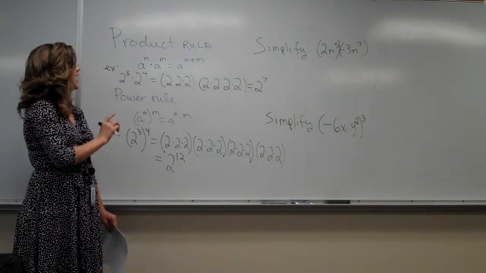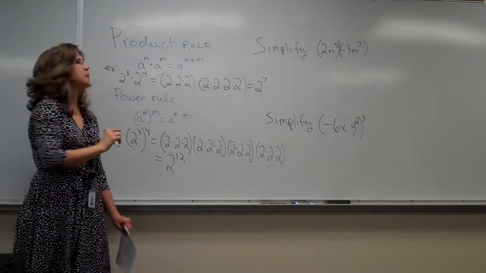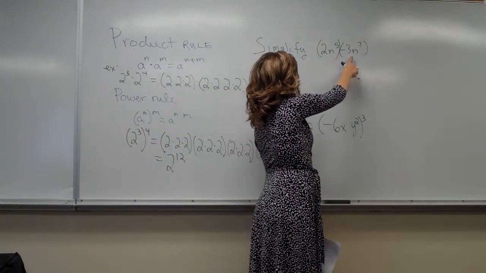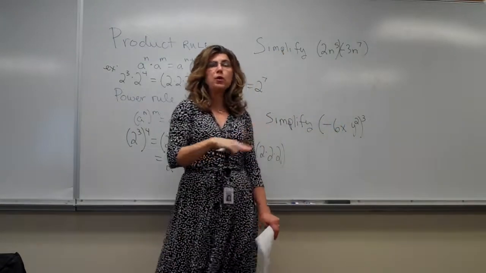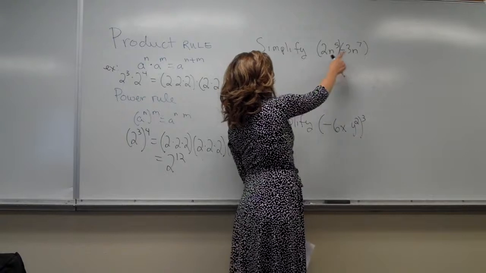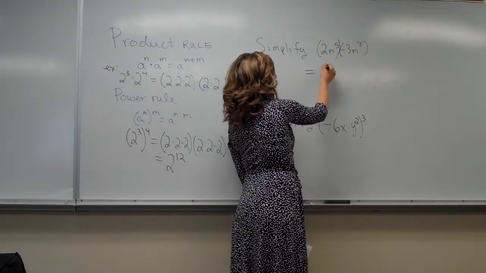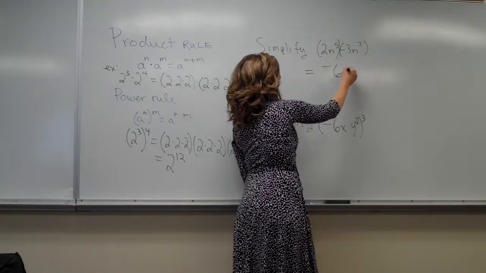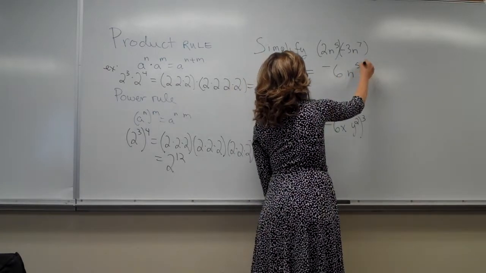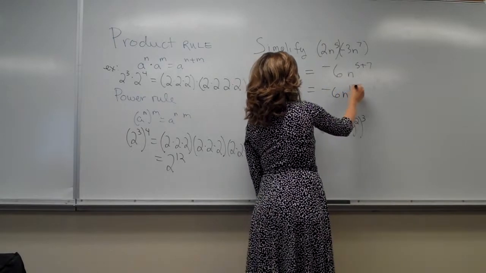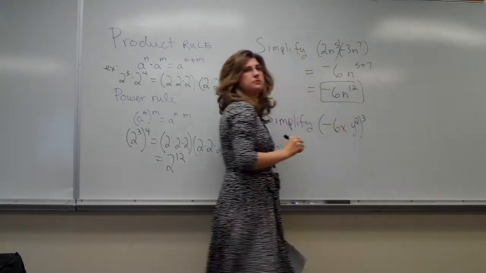So let's practice the product rule on the top. Simplify 2 times n to the fifth times minus 3 times n to the seventh. Notice we're going to multiply the numbers as usual. So we'll do 2 times minus 3, which is minus 6. Then n to the fifth times n to the seventh is n to the 5 plus 7, or n to the 12th. And that is the answer.